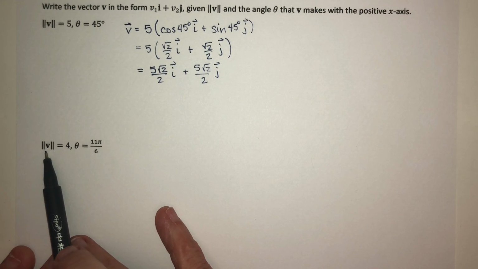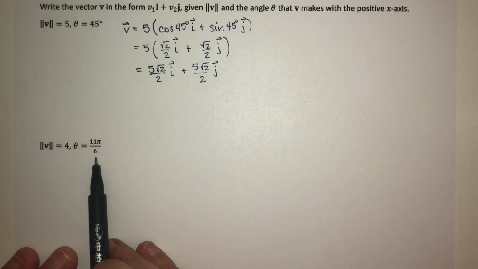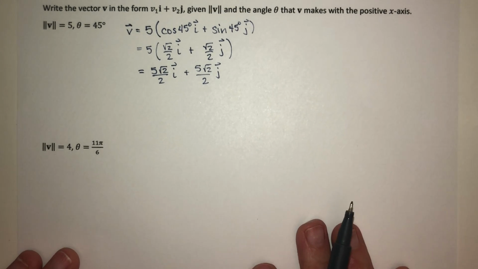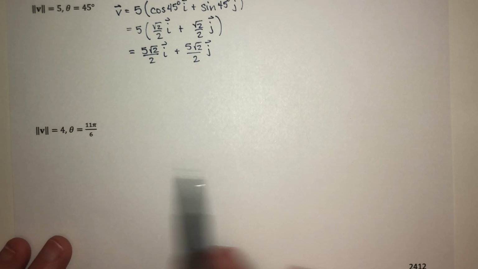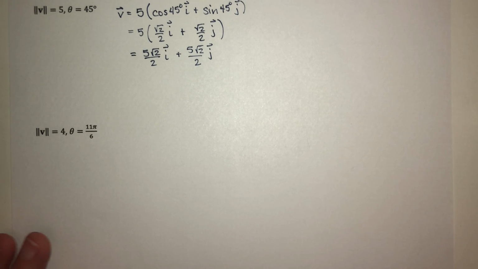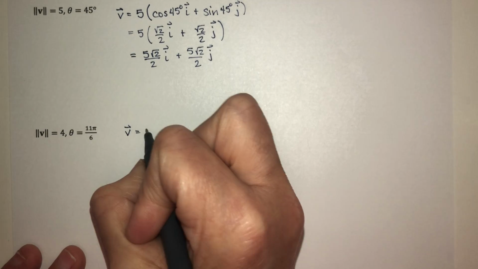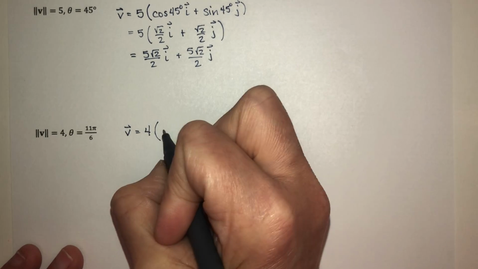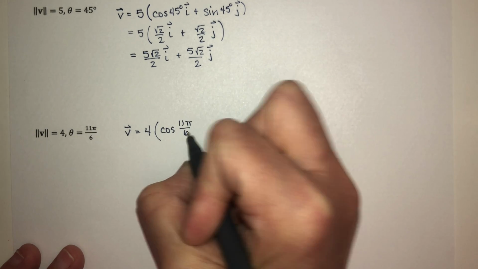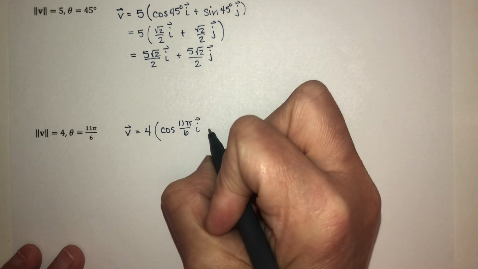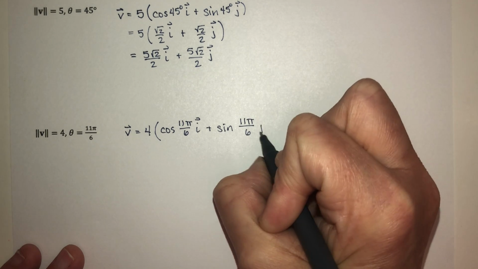Here our vector's magnitude is equal to 4, and our theta is 11 pi over 6, so we are in radians now. Remember, any measurement that does not include the degree symbol is assumed to be in radians. Also, you have the pi in there, which is usually a big clue. So my vector v is going to equal the magnitude, 4, times cosine of 11 pi over 6 i plus sine of 11 pi over 6 j.